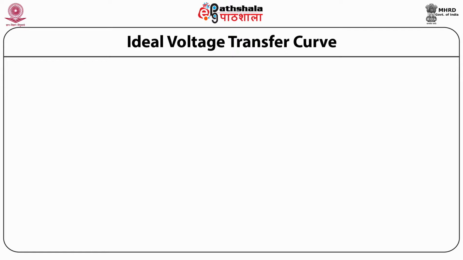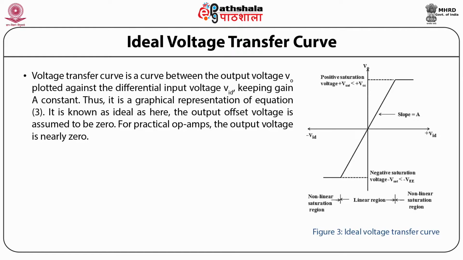Let us now study the ideal voltage transfer curve. Voltage transfer curve is the curve between the output voltage V0 plotted against the differential input voltage VID, keeping gain A constant. Thus, it is a graphical representation of equation 3 given before. It is known as ideal as here the output offset voltage is assumed to be 0, whereas in practical op-amps the output voltage is nearly 0.